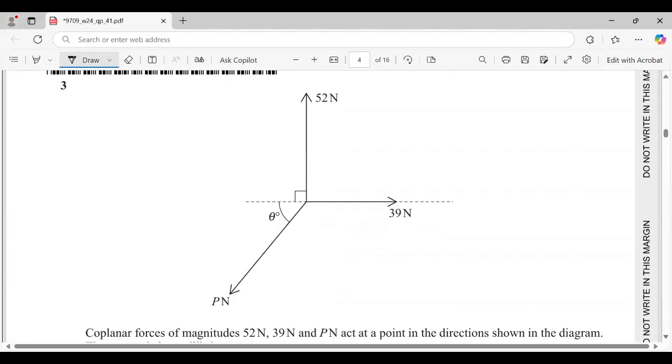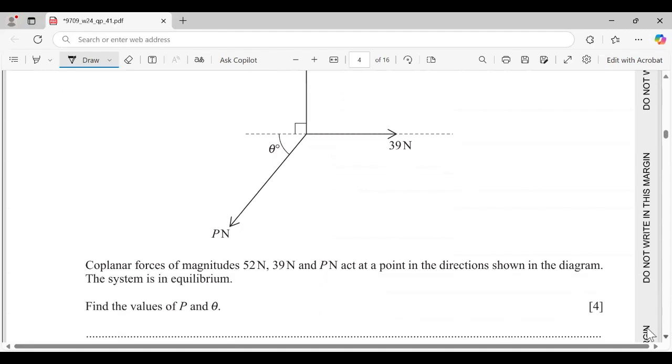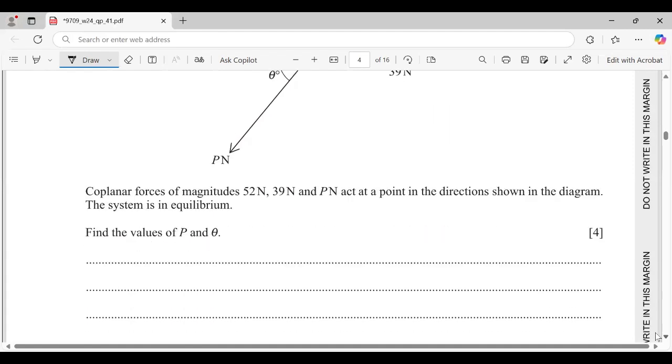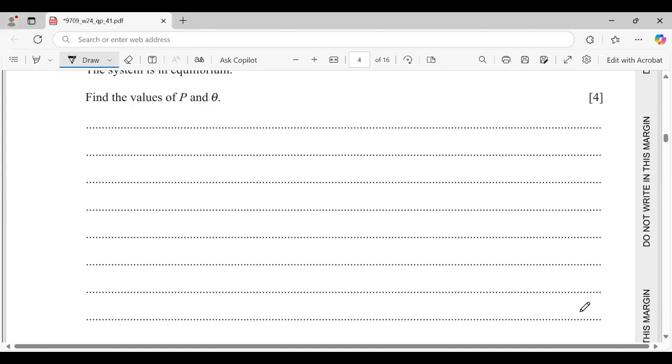Number 3, look at this diagram. Coplanar forces of magnitude 52 newtons, 39 newtons, and P newtons act at a point in the directions shown in the diagram. The system is in equilibrium. Find the values of P and theta. If you look at the diagram, I would like to create a triangle like this.